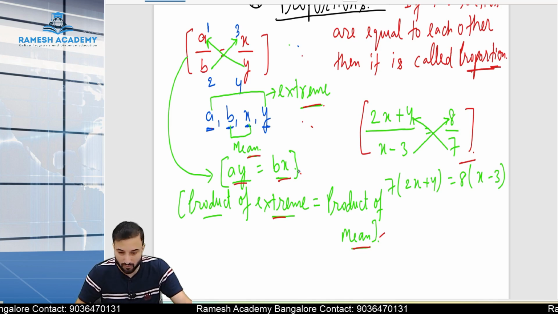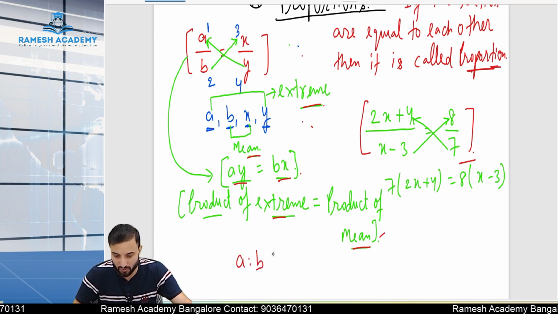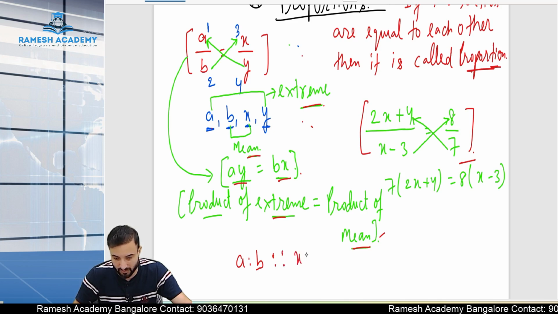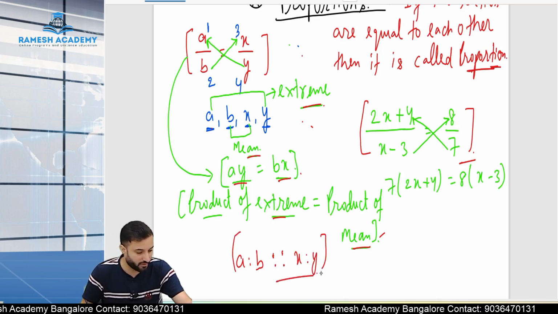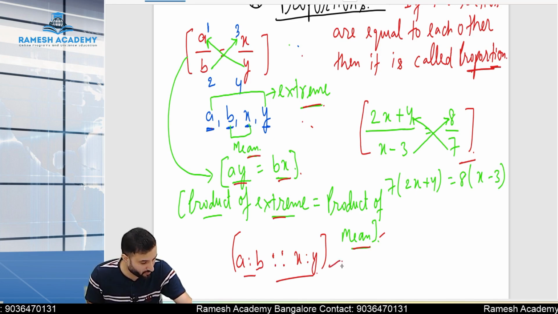So how will we write this? We will write it like this: a is to b, one ratio, which equals another ratio, x is to y. This is how we write a proportion. a is to b is the first ratio, and this sign is for proportion, which equals x is to y, the second ratio.